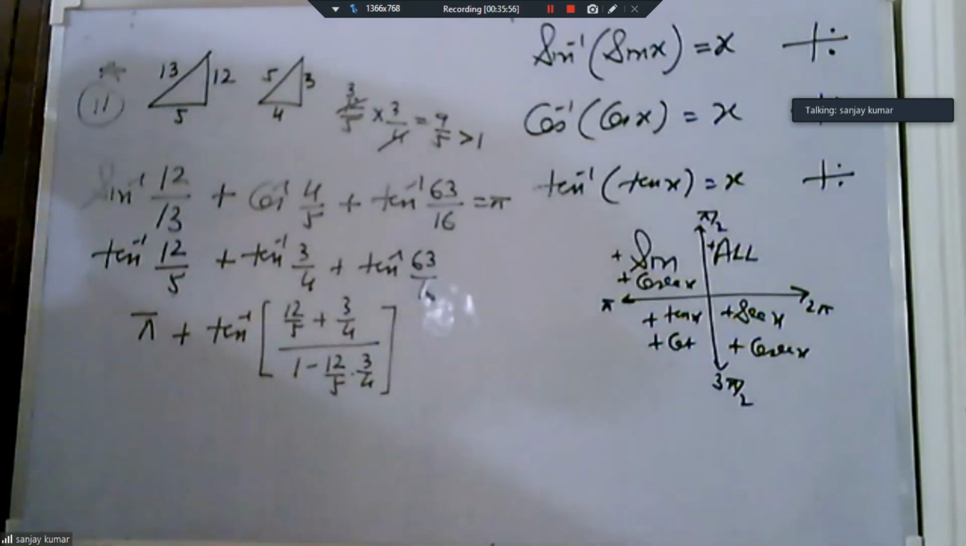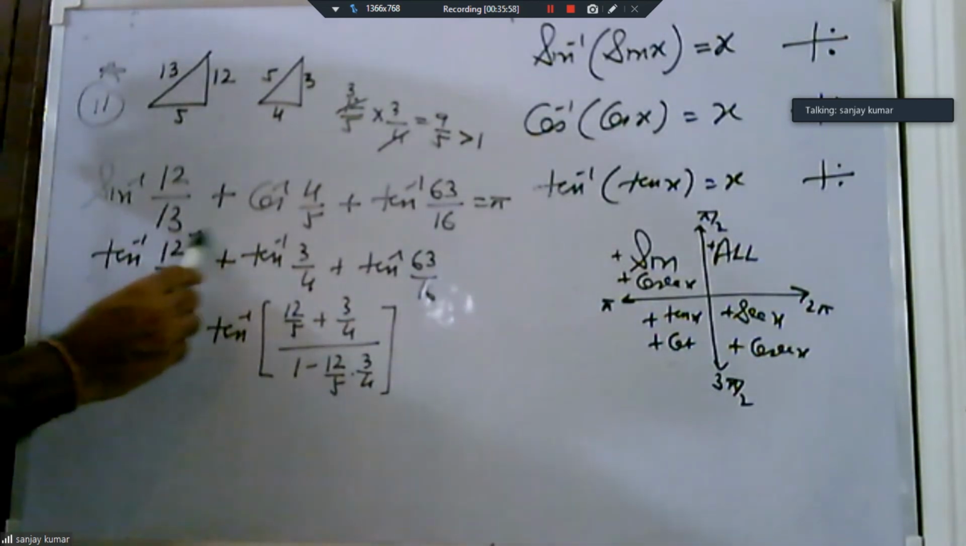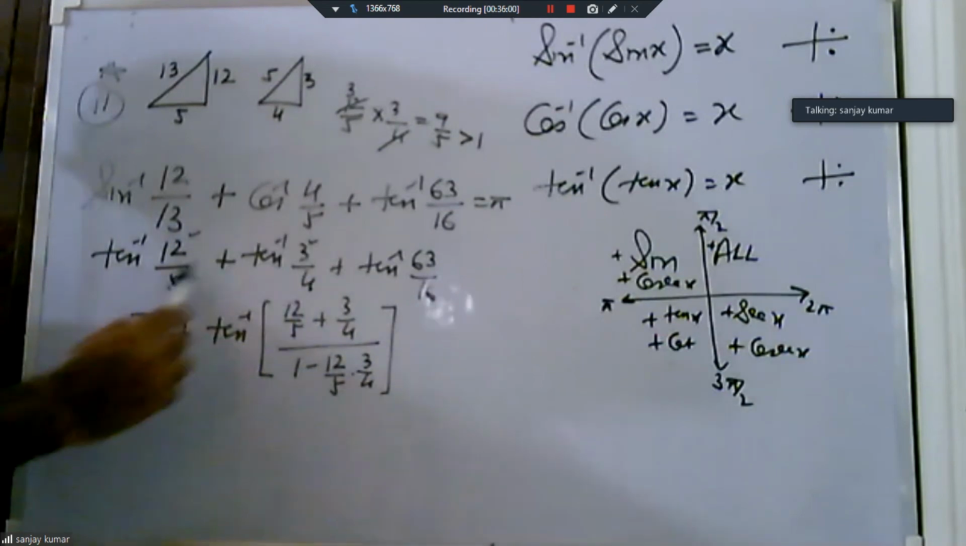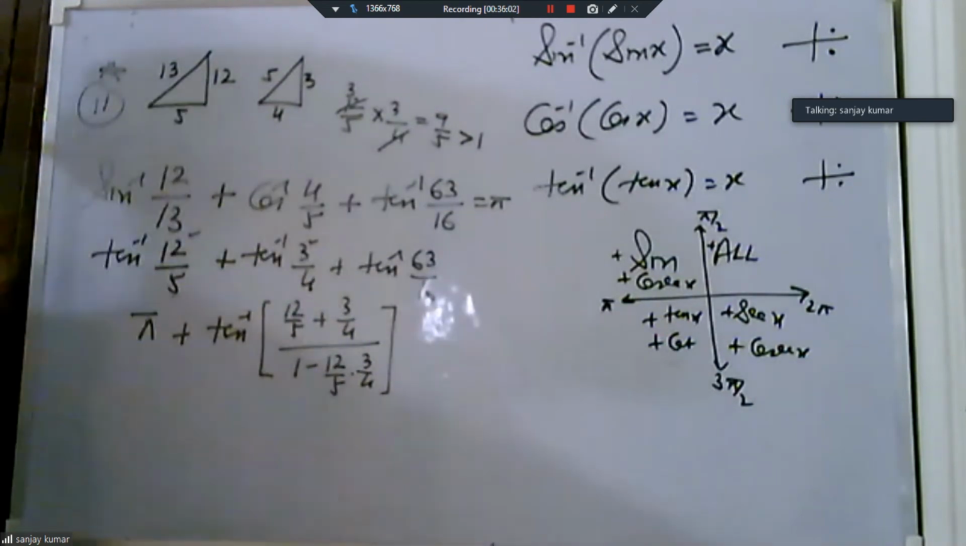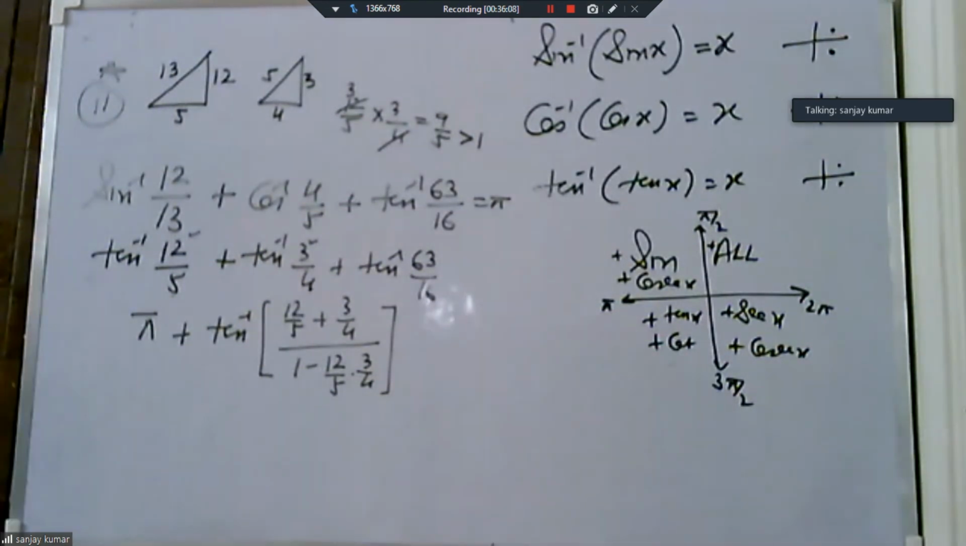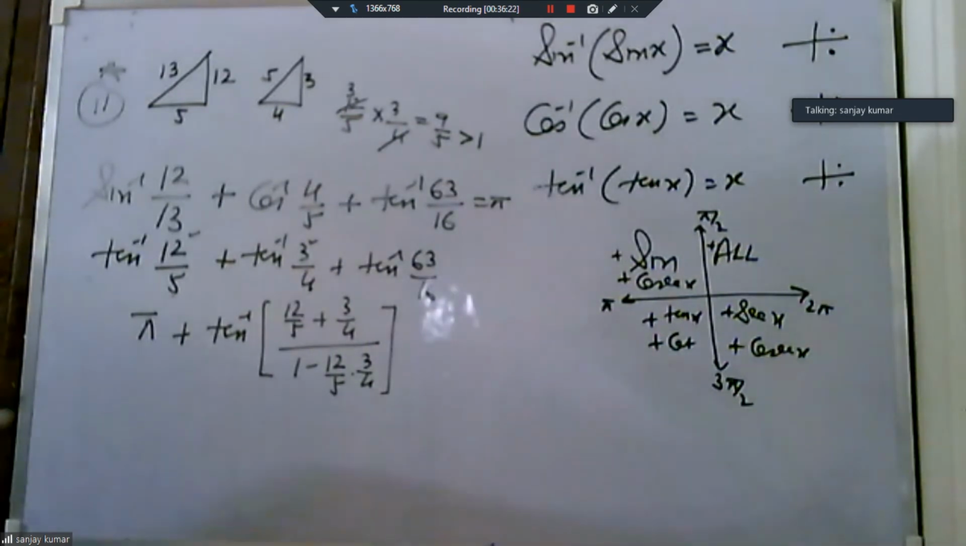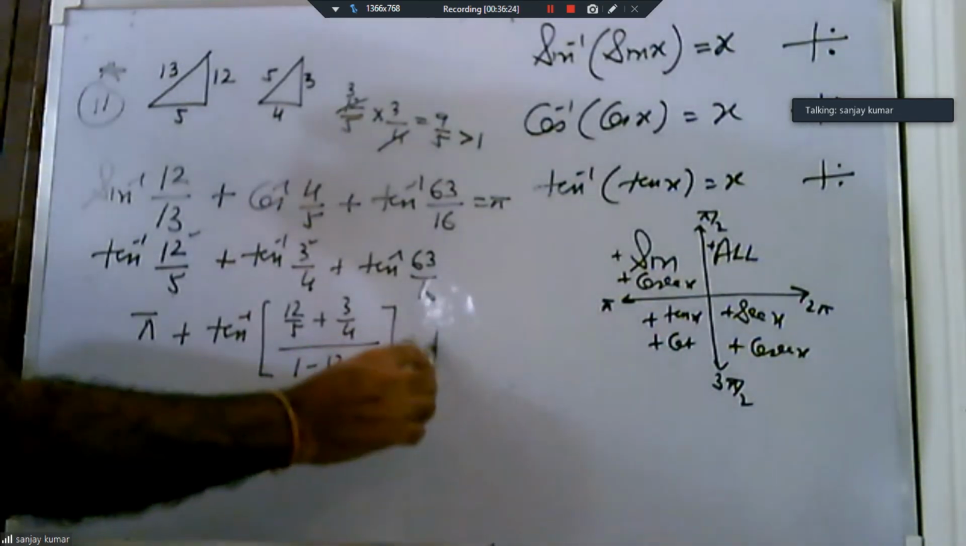Look again, this is x, this is y. x into y is greater than 1, so we use the formula pi plus. Why do we use pi plus? Because xy is greater than 1. So if xy is greater than 1, then we use the formula pi plus. Now this is pi plus, tan inverse 63 by 16.